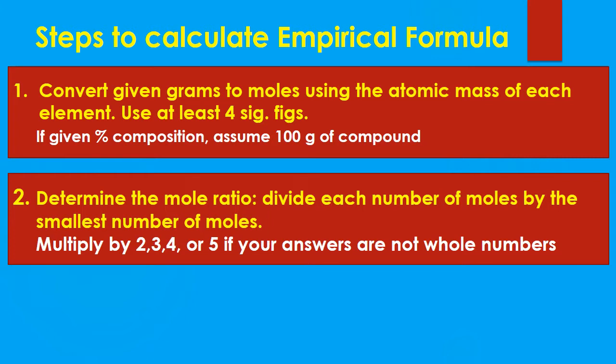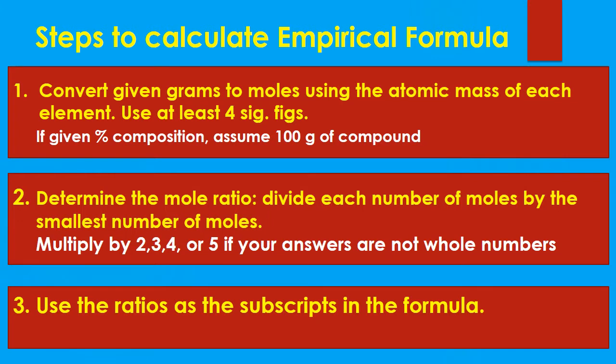Next, we need to determine our mole ratio. So what is the mole ratio of each element in the compound? What we're going to do is look for the element that provides the lowest or the smallest number of moles and divide all the number of moles by that number of moles. And that will give us a whole number. Now, if we do not get a whole number, we need to multiply the ratio by some factor that will give us a whole number. Once we've done that, we're going to use the ratios as the subscripts in the formula.